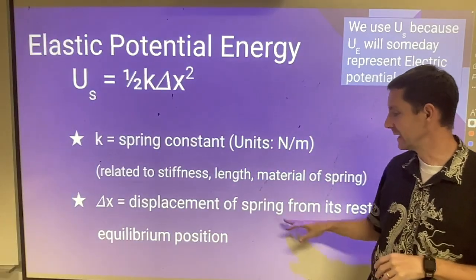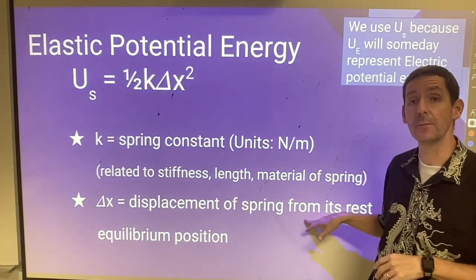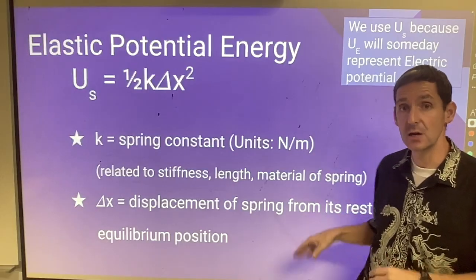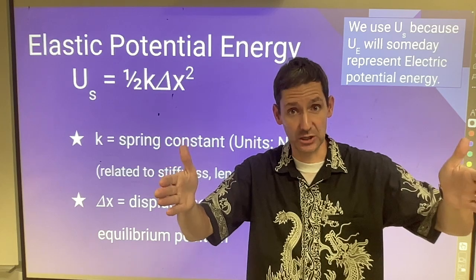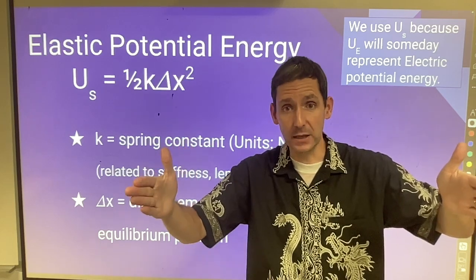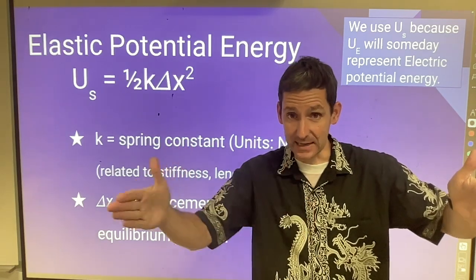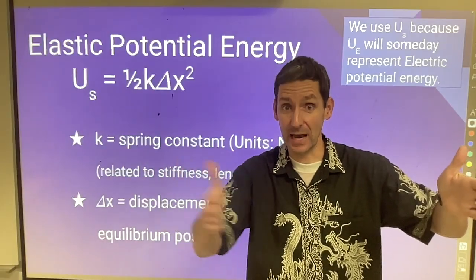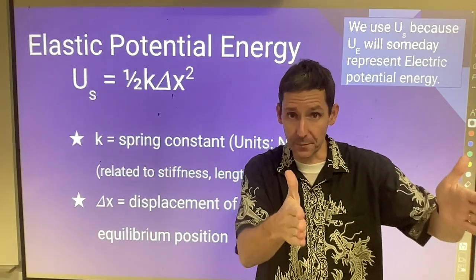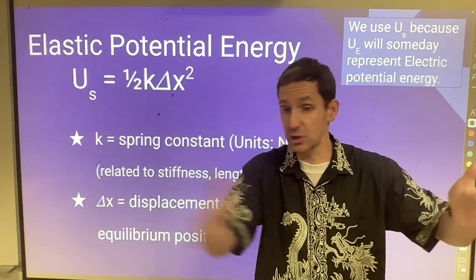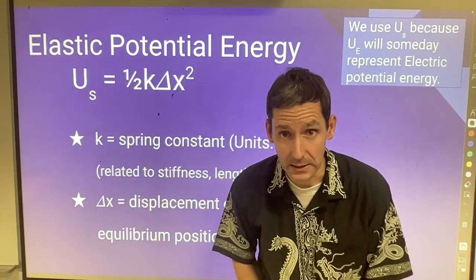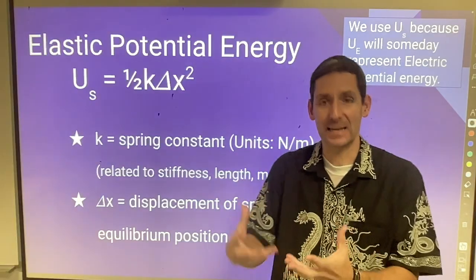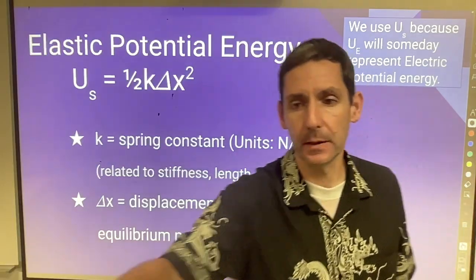Delta x is the displacement of the spring from its rest equilibrium position, right? So when you lay the spring down, it has this resting position, okay? When you take one side and you push it, that distance right there, that's delta x. How far did you push it from that equilibrium point? Because that's where the spring's going to go back to, right? When you release it, the spring goes back to that point, okay? So that is the delta x, okay?